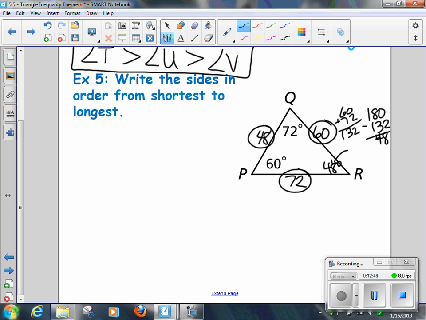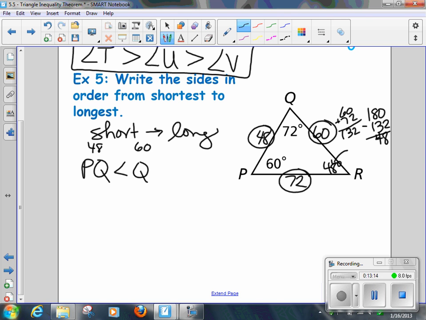All right. What order? Short, long. All right. Shortest side is what? PQ. What kind of symbol? Which one is it? Why is it less than? Shortest, the little. Okay. PQ, what's your next one? That's 48. What goes with 60? QR, and then PQ. Yeah, that's right.